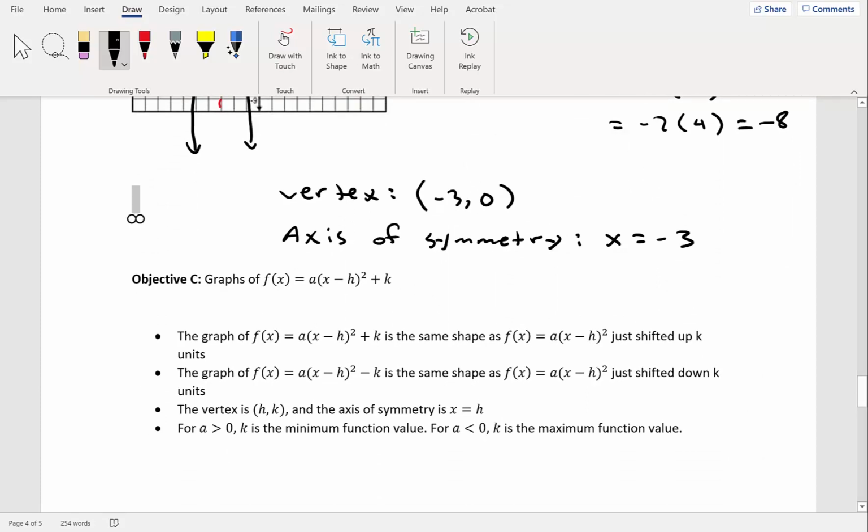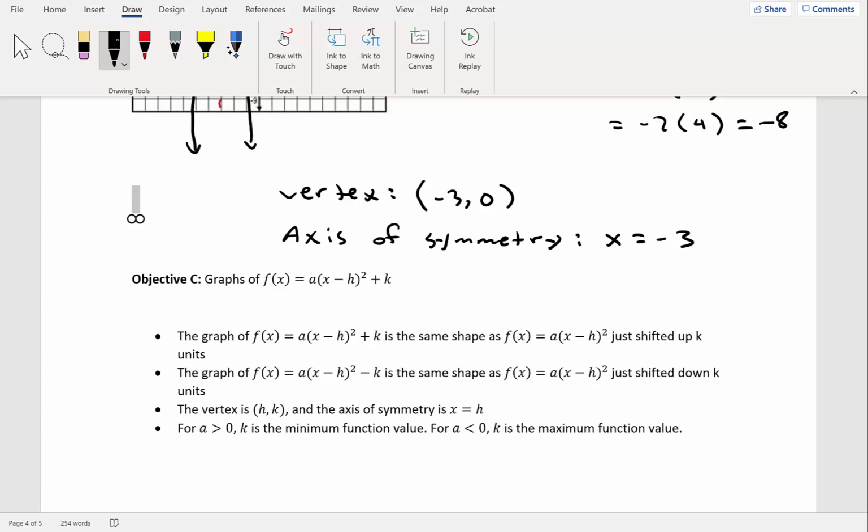Now, our next objective, we're going to take a look at the graphs of f of x equal to a times x minus h squared, and then plus k. Now, the graph of f of x equal to a times x minus h squared plus k is the same shape as f of x equal to a times x minus h squared, just shifted up k units. And then the graph of f of x equal to a times x minus h squared minus k is the same shape as f of x equal to a times x minus h squared, just shifted down k units.